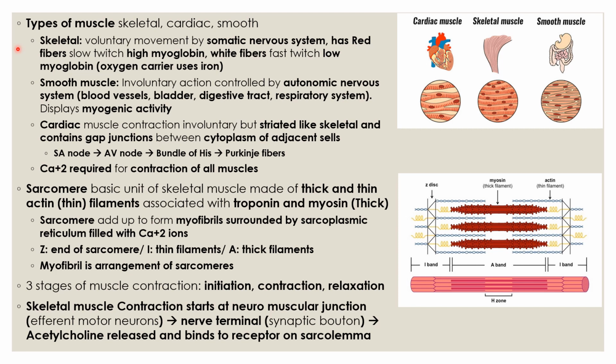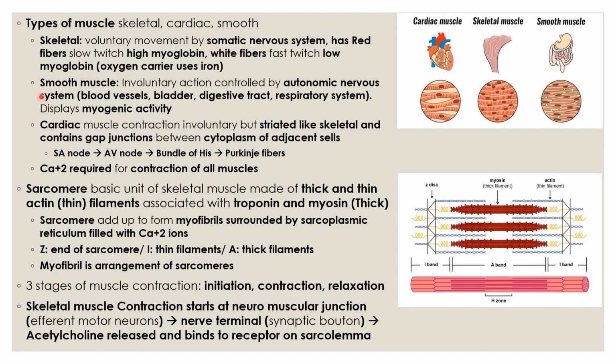The red fiber basically has high myoglobin, but it's slow. It's a slow twitch, so it's slow but has high myoglobin. But the white fiber, on the other hand, has low myoglobin and it's fast twitching. Myoglobin is basically an oxygen carrier that uses iron to carry oxygen, and it's striated. Striated is like this basically. You see that pattern? That's striated, no gap junctions.